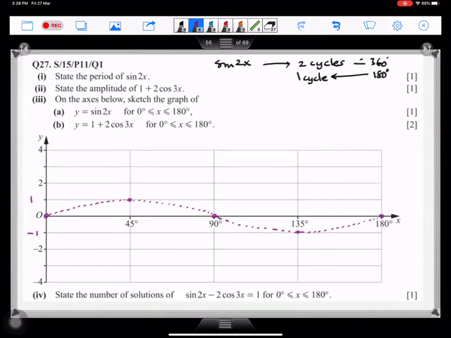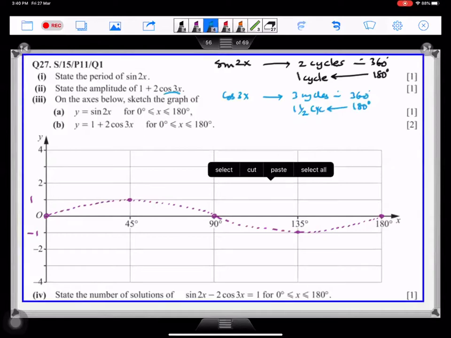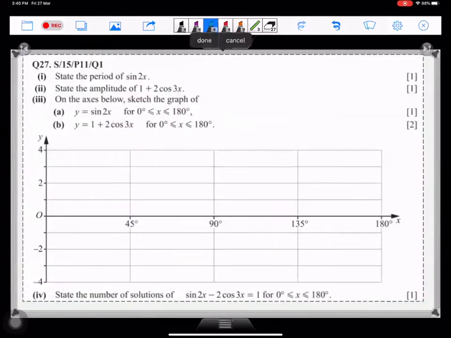Done. What about 2 cos 3x? So for 2, ignore the 2, focus on the 3x. Cos 3x, that means 3 cycles in 360 degrees. Therefore, in 180 degrees, this is 1.5 cycles. Okay, now that made it tricky. Let me move back and let's further go 1.5 cycle.